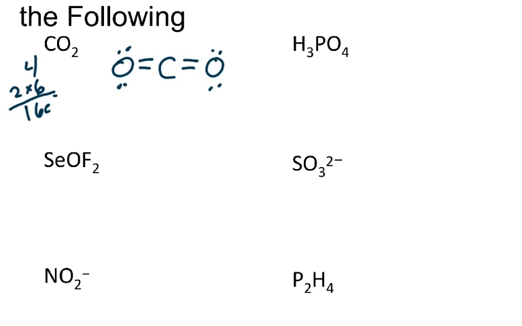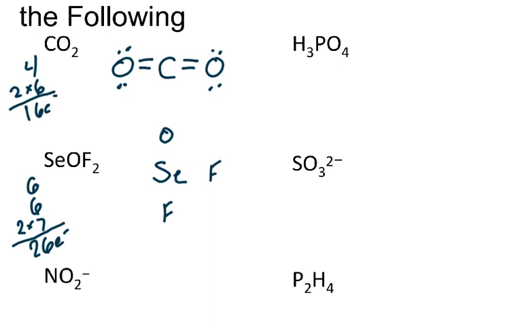All right, SeOF2. I'm going to put my selenium, which is my least electronegative atom, in the middle. Then I'm going to put an oxygen and 2 fluorines around it. Then I have to count up my electrons. Selenium is in group 6, so 6 for there, 6 for my oxygen, 2 times 7 for my fluorines gets me a total of 26 electrons that I have to account for.